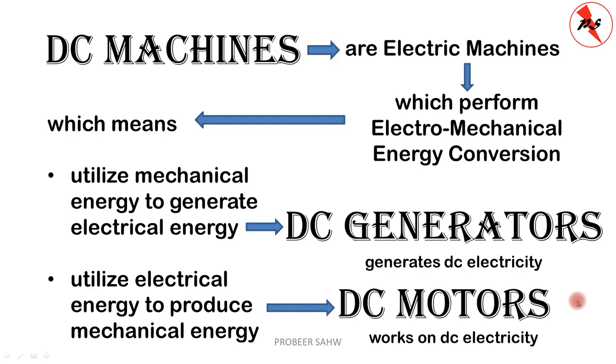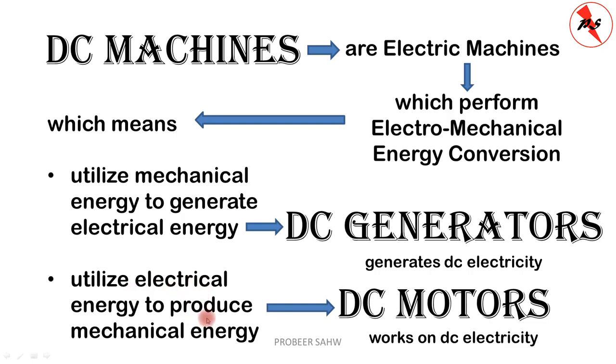So, what are DC machines? DC machines are electric machines which perform electromechanical energy conversion. It means that DC machines either perform mechanical energy to electrical energy conversion or vice versa, in which it utilizes electrical energy and produces mechanical energy.